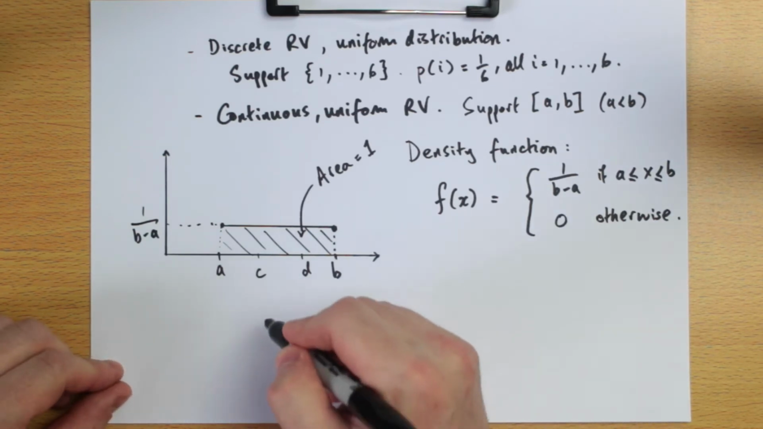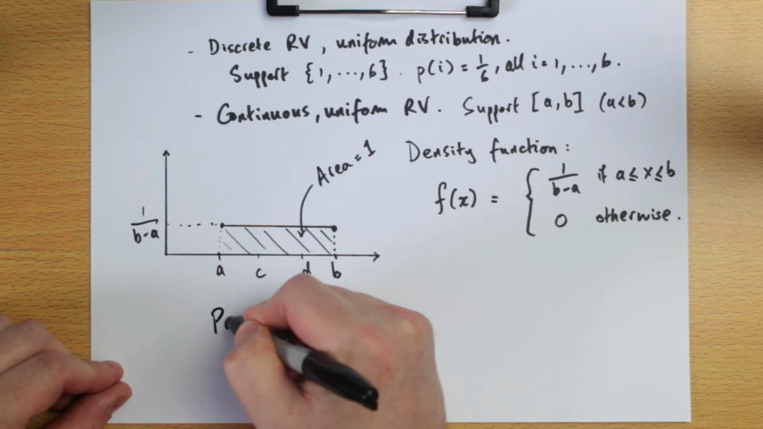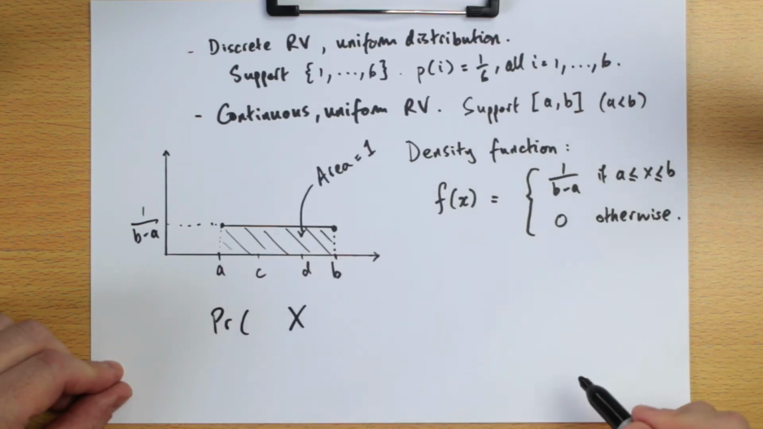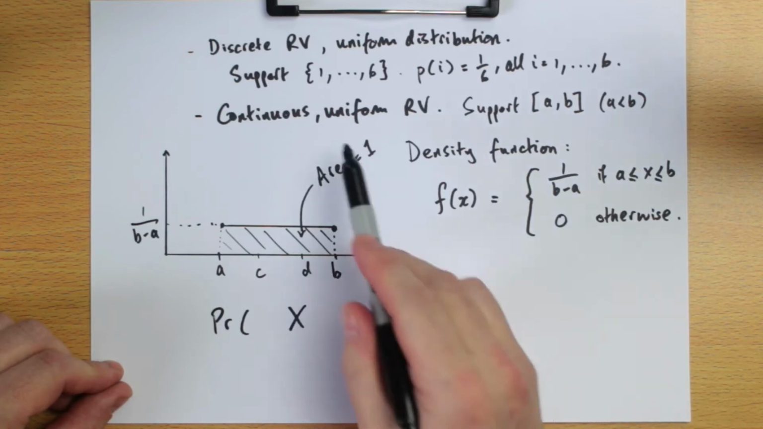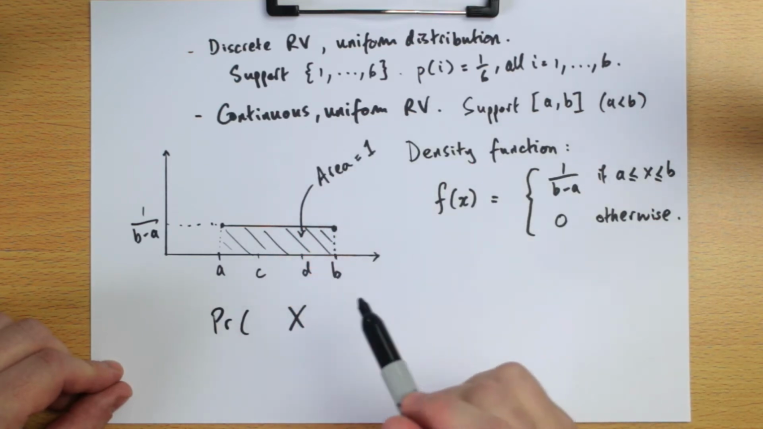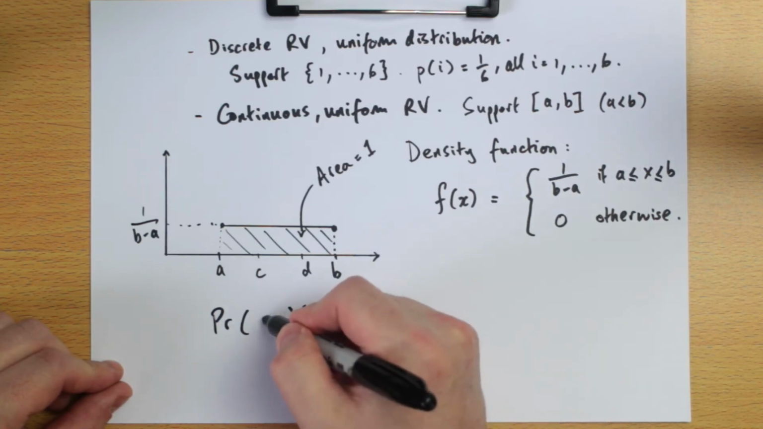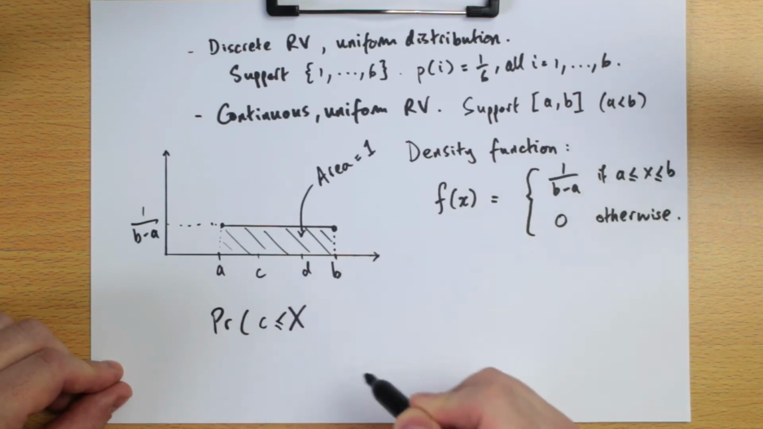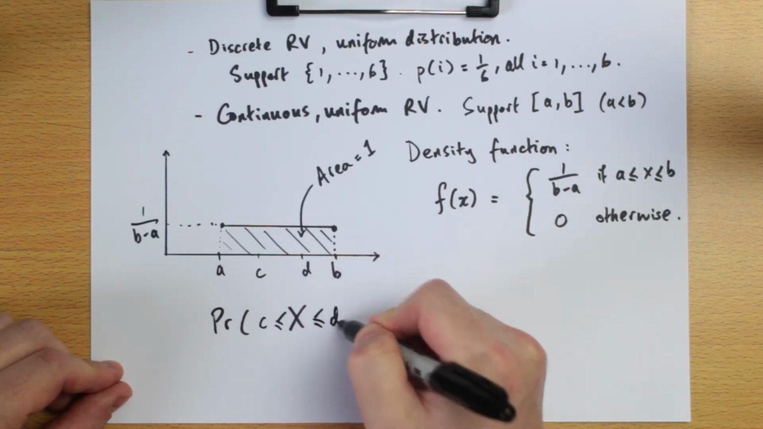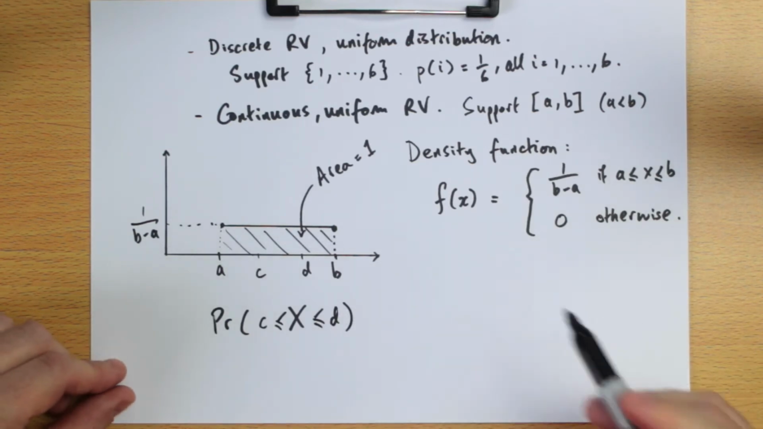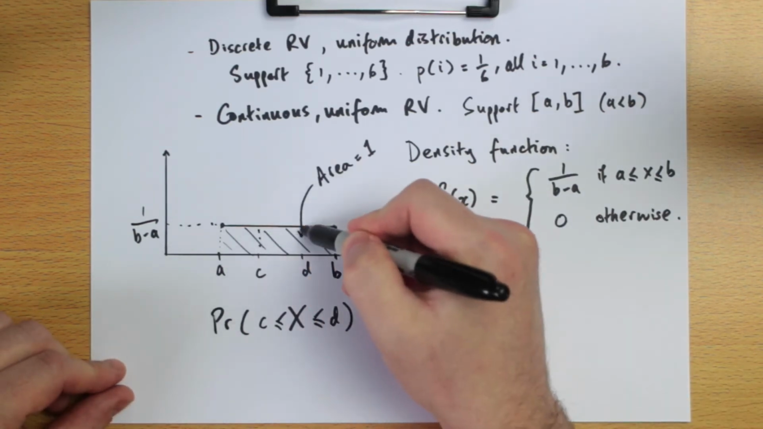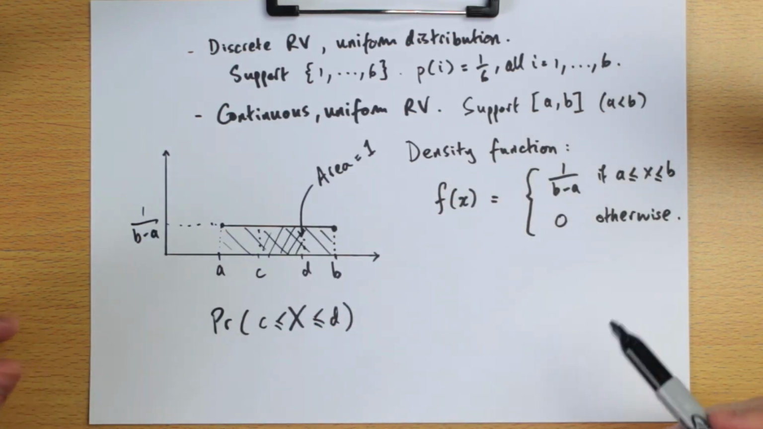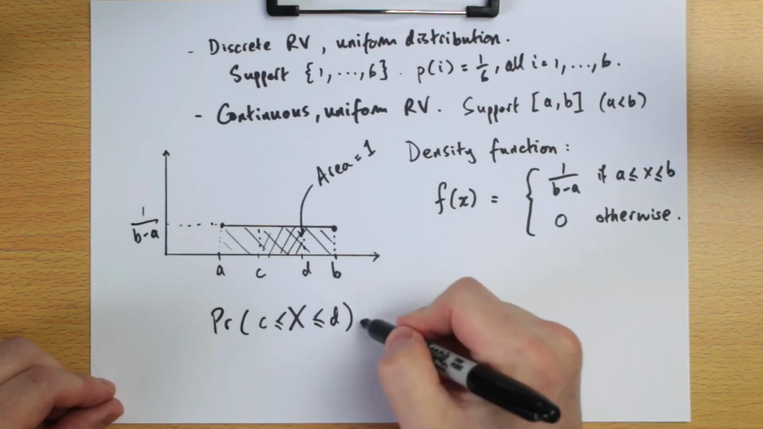Okay. So if I wanted to calculate, for instance, the probability that our random variable capital X, which is a continuous, uniformly distributed random variable, lies in an interval C to D, so that C is less than or equal to X is less than or equal to D, how would I calculate that probability? I essentially look at these 2 points, C to D, and then I calculate the area underneath the density function between those 2 points.